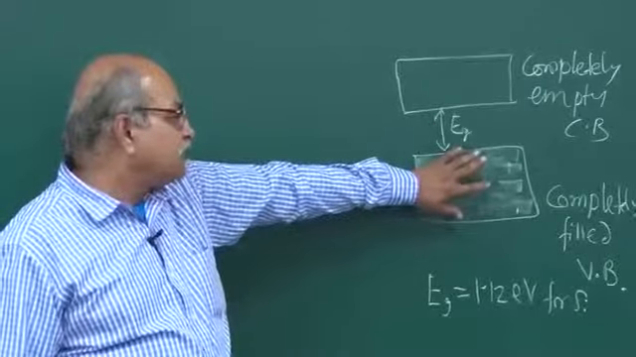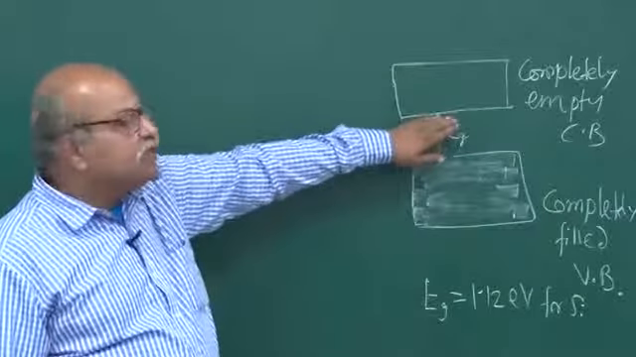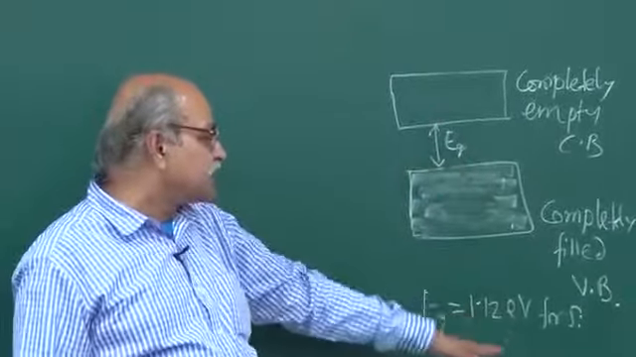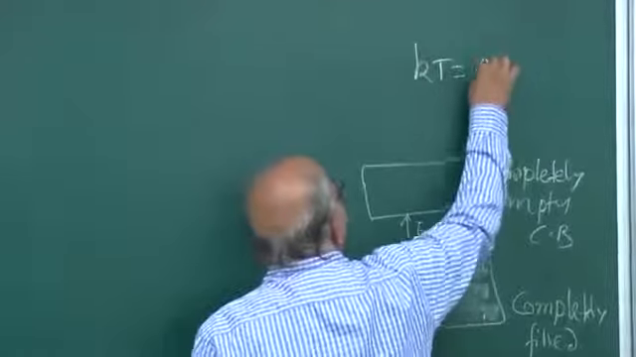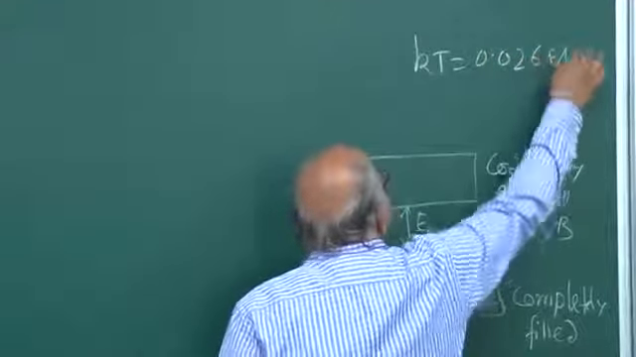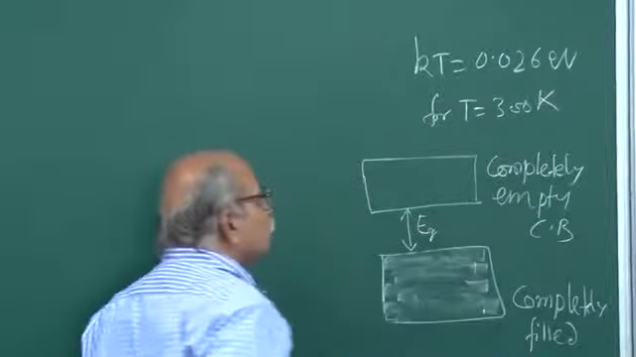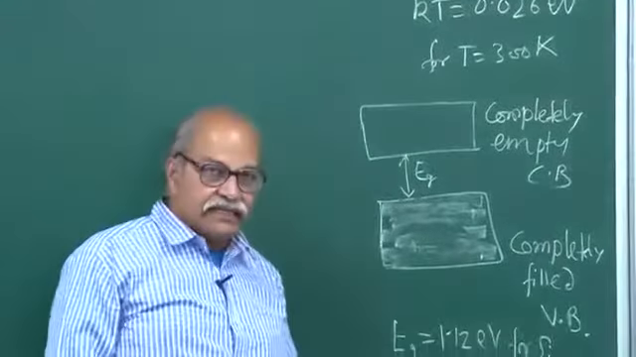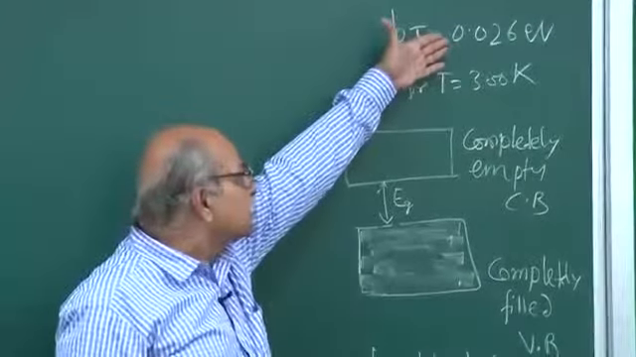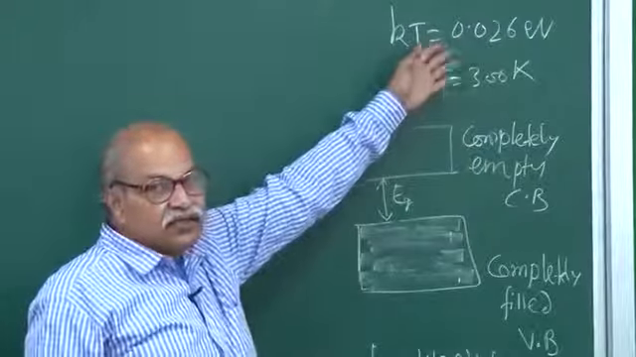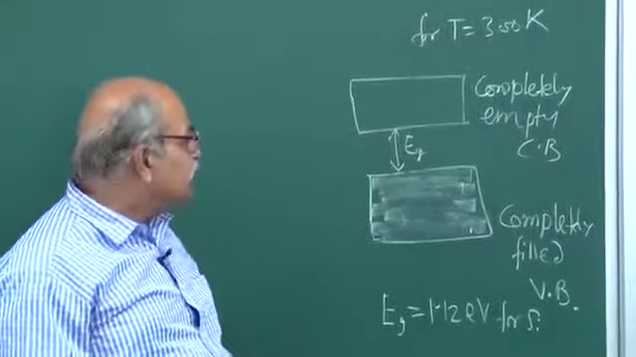The valence band will be completely filled at low temperatures, the conduction band will be completely empty, and there will be a gap which is not much larger than the room temperature value of kT, which is 0.026 eV for T equal to 300 K. So, room temperature, because all our work is around that temperature only. Eg is surely larger than this, but it's not 100 times or 200 times. So, this kind of materials we call semiconductors.